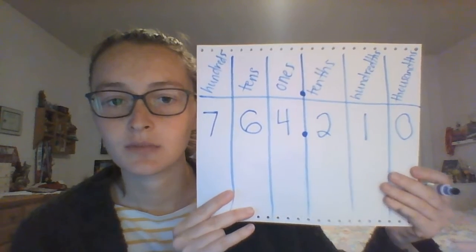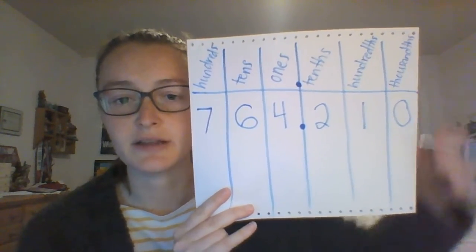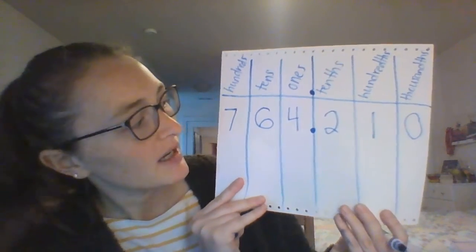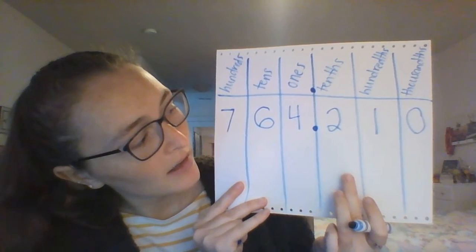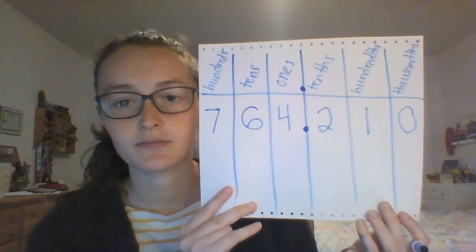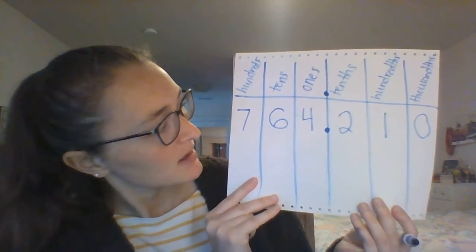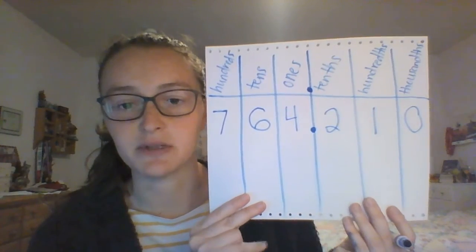So our highest decimal, knowing that we have to stop at the thousandths place, is 764 and 210 thousandths. That's how we say that number. 764 and 210 thousandths.